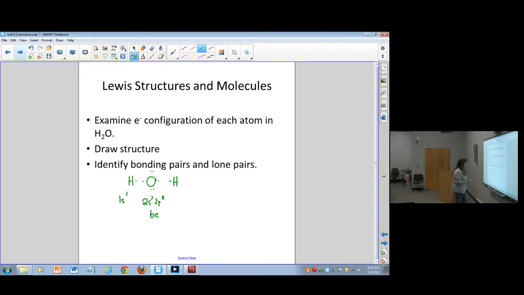Okay. Now, when they bond, these 2 will bond together, and these 2 will bond together. And so you end up with a structure that looks like this. Okay. And just as a reminder, the electron density is going to be pulled in this direction, because oxygen is more electronegative than hydrogen. And so this is polar. These are polar bonds.